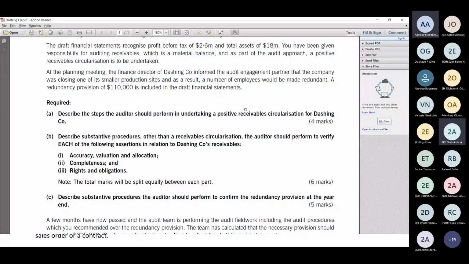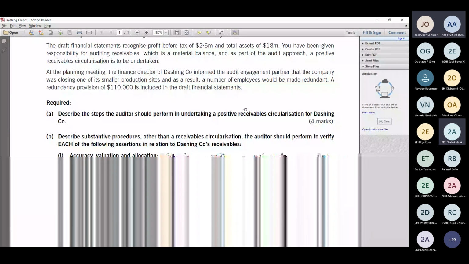I would say that, okay, we can obtain written representation to confirm the completeness of the redundancy provision. Yeah, that's a very good procedure. So obtain written representation from management to confirm the redundancy provision, to confirm completeness, that they've not omitted anything.